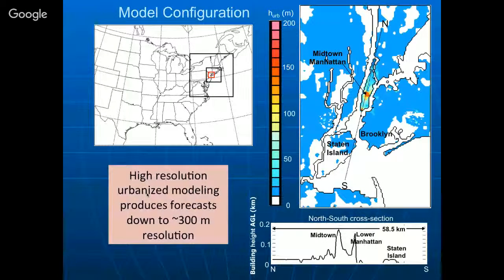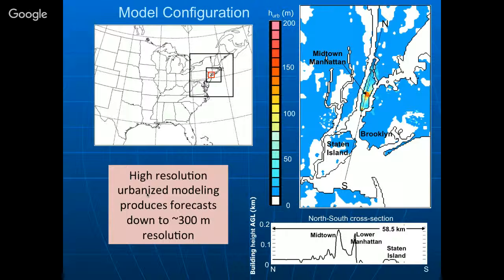So what we did with COAMPS, and we talked about COAMPS yesterday, is introduce an urban canopy parameterization to take account of the fact that the buildings modify the atmosphere overlying the buildings, and they modify it in several different ways.